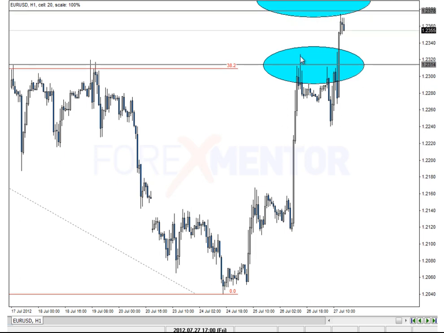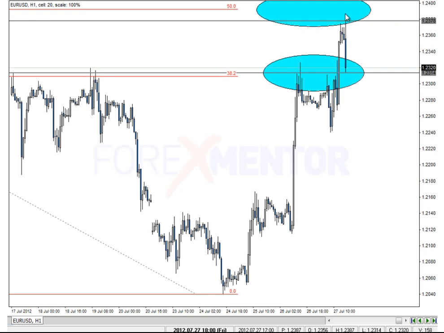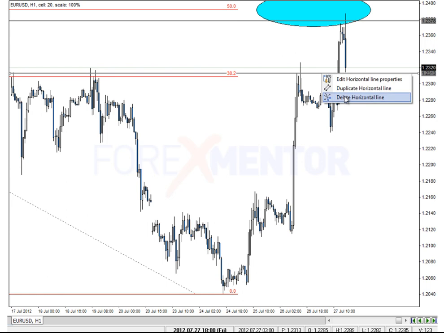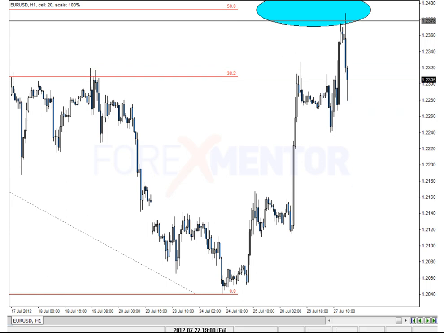Okay, so we've now spiked through the 38, coming up into that next area. Bang. Alright, so there's that area that we marked off from the 4-hour, that order block being hit. Nice rejection here. So now it's just a matter of looking for a pattern. So I'm going to just remove this ellipse. You can see that area, the 50, and that resistance area being hit. So just wait for some sort of confirmation in terms of patterns.